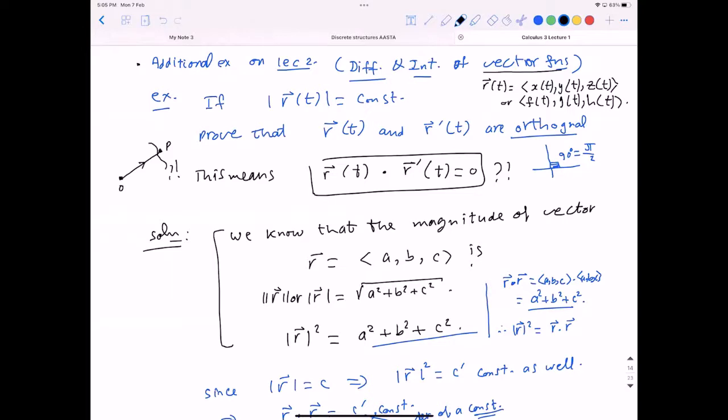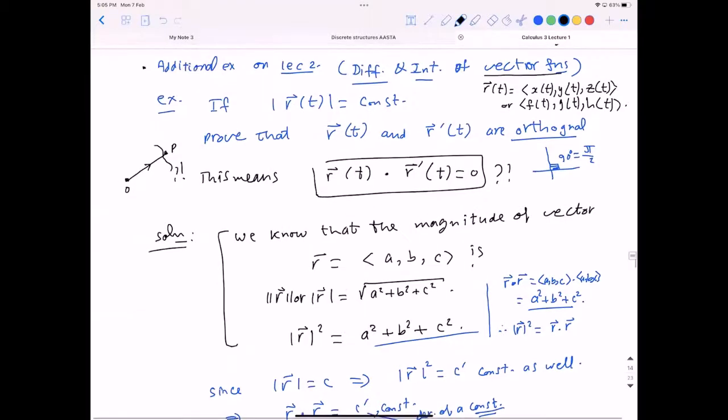the question asks you to prove that at all times, r of t, the position vector, and the derivative vector, the velocity vector, the tangent vector, are orthogonal. r and r prime are orthogonal. What is orthogonal? Orthogonal means that these two vectors have a 90-degree angle in between, or pi over 2 in radians.